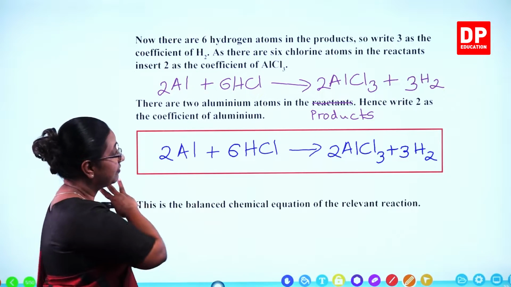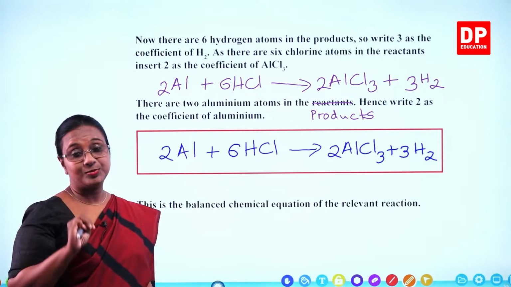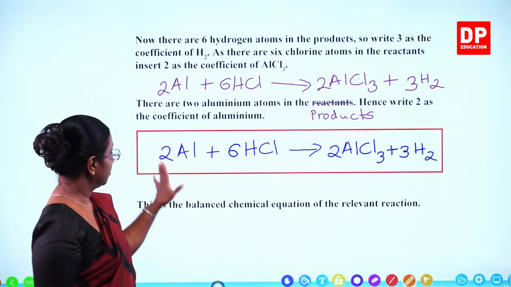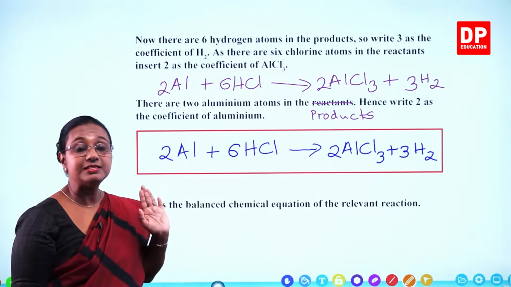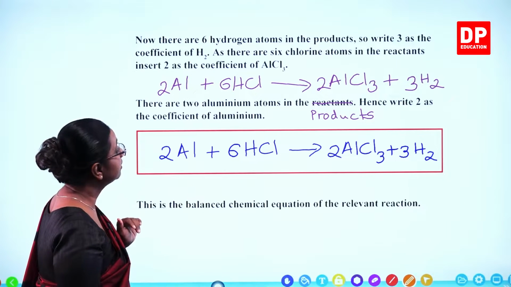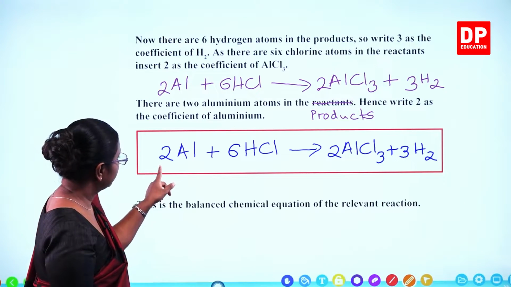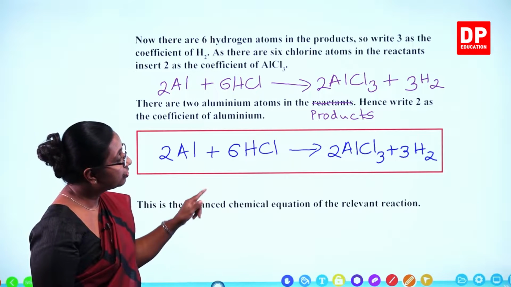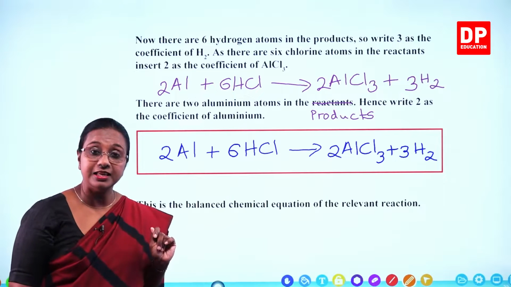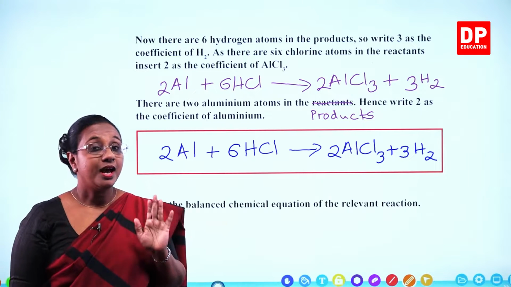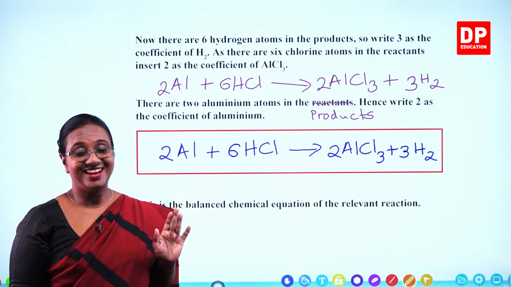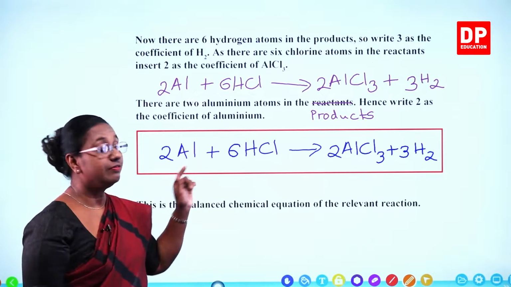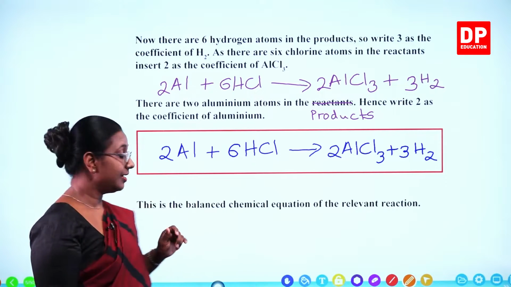Here students, I have done the same example. I have explained it 3 times. So here, this is the balanced chemical equation for the reaction: 2Al plus 6HCl giving rise to 2AlCl3 and 3H2. I'm sure you all can understand that. So with that, we will move on to the next slide.